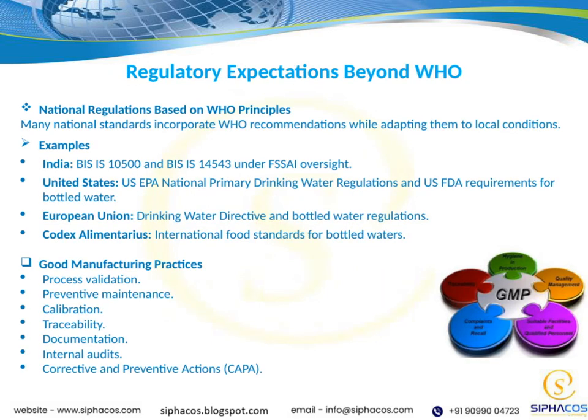Beyond the World Health Organization, many countries build their own regulations based on WHO principles, adapting them to fit local needs. For example, India follows standards set by BIS under FSSAI, while the United States relies on EPA and FDA rules. The European Union has its Drinking Water Directive, and the Codex Alimentarius provides international food standards. Alongside these, good manufacturing practices are essential. Things like process validation, maintenance, calibration, and thorough documentation. These ensure quality and safety every step of the way.